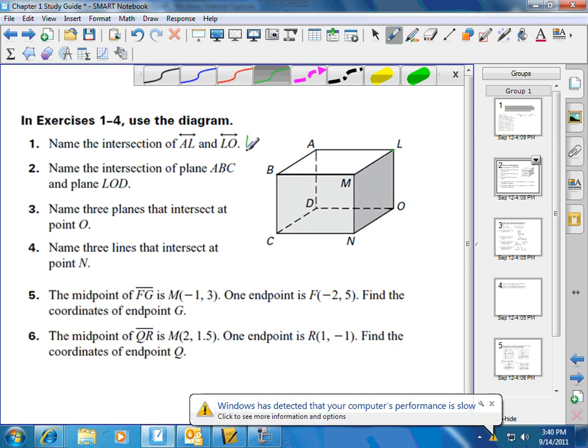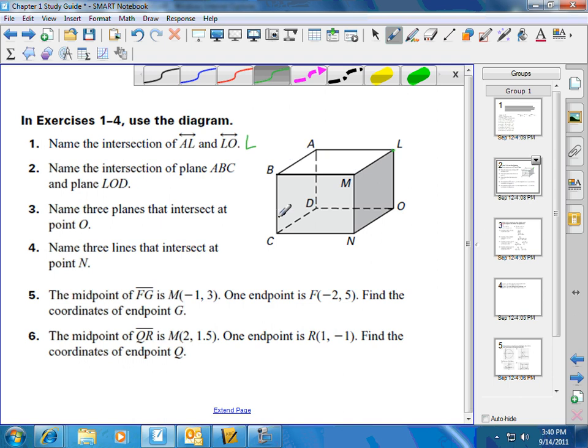Okay, point L. Number 2, name the intersection of plane ABC. Remember, we name a plane with 3 non-collinear points. A and B are on the same line, but C is not. So we have plane ABC, that's the one over here on the left side, and we have plane LOD. If we're looking at this as a box, that would be this back side.